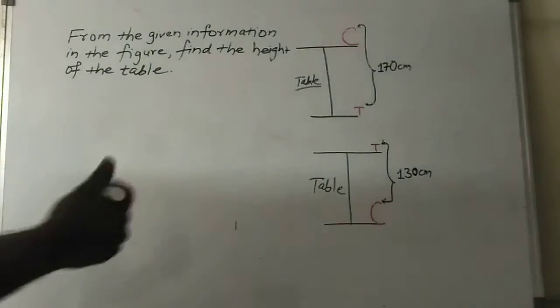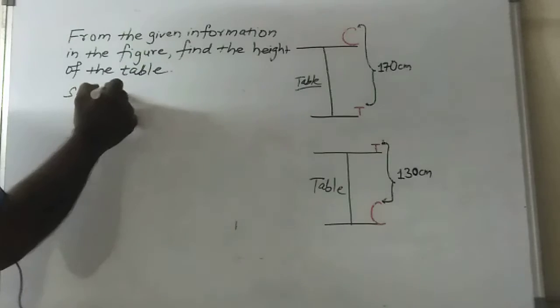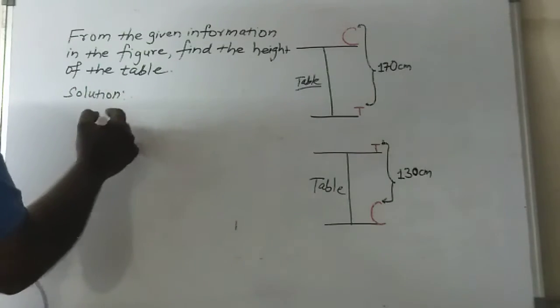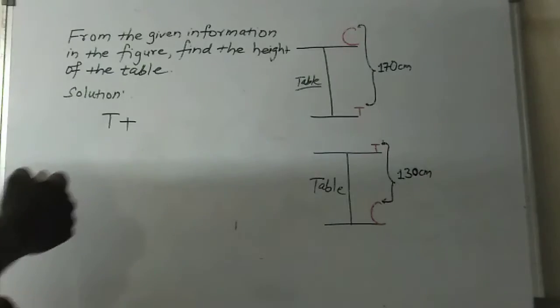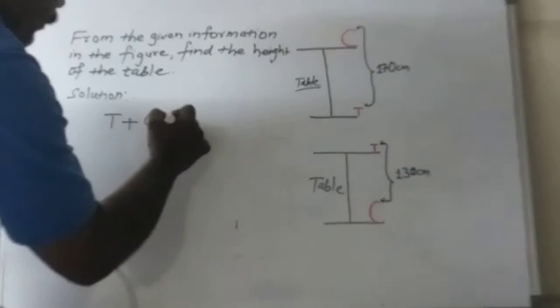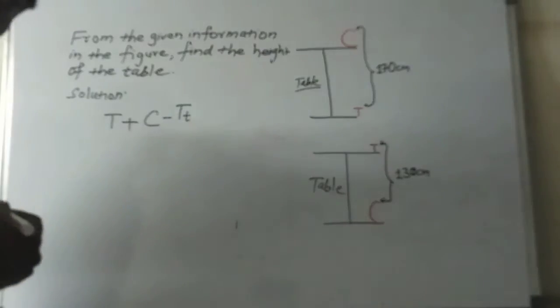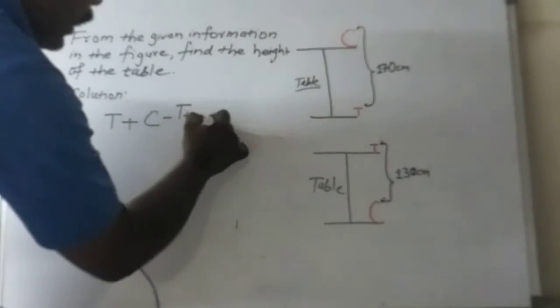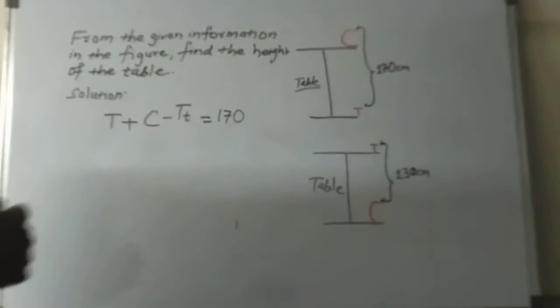we can write in the solution, height of the table plus height of the cat minus height of the tortoise, TT is tortoise, is equal to 170 centimeter. So that is our condition number 1.